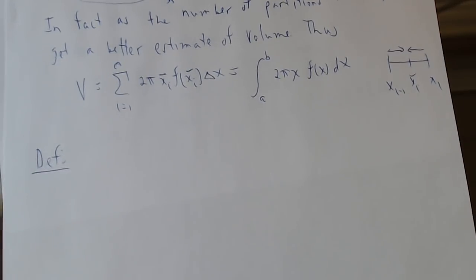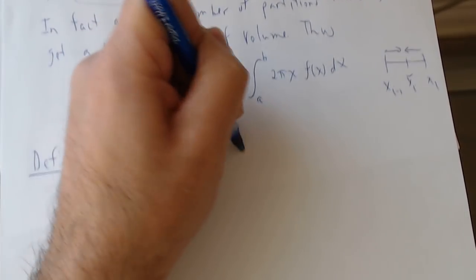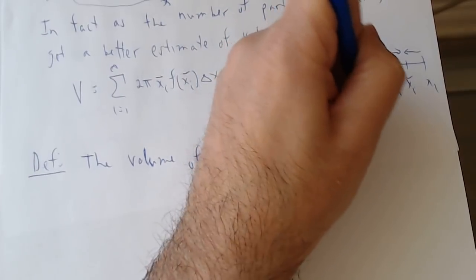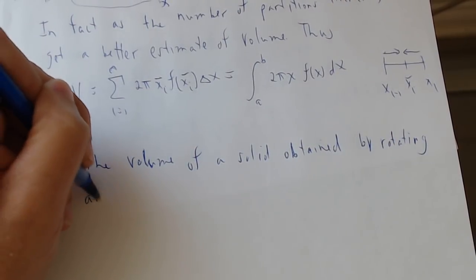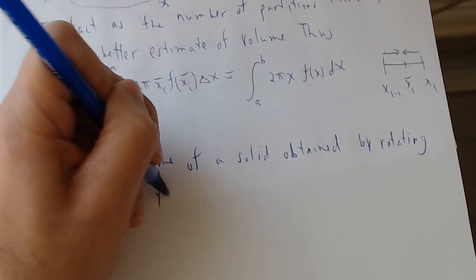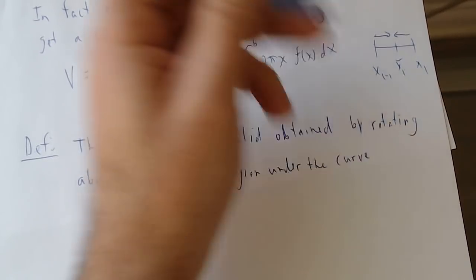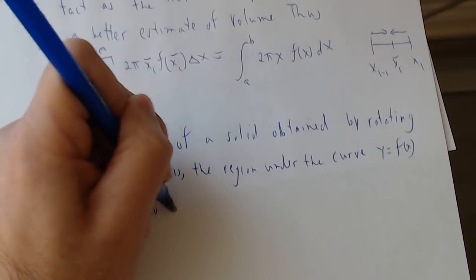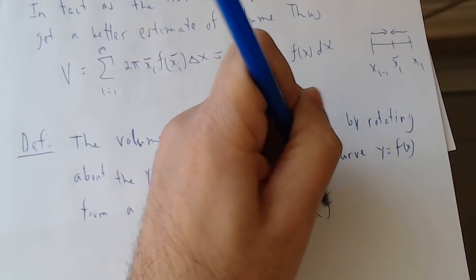So before we do some examples, let's define this officially, and then I'll do three examples, and that'll basically do it. So the volume of a solid obtained by rotating about the y-axis the region under the curve y equals f of x from a to b is V equals the integral from a to b of 2 pi x f of x dx.